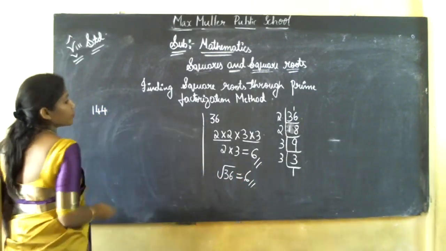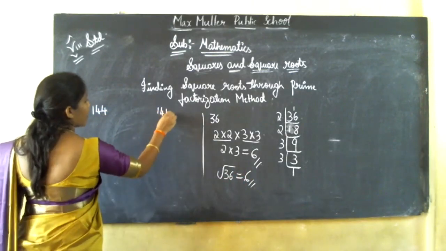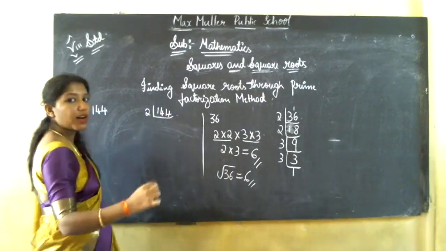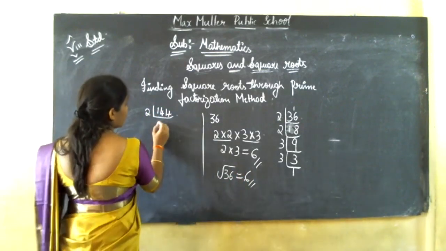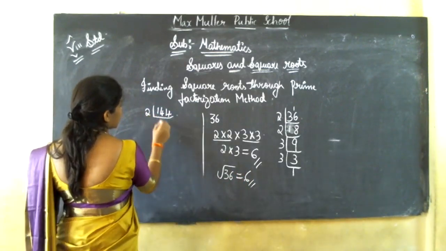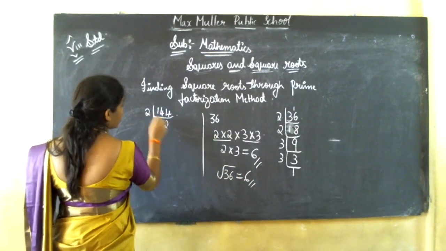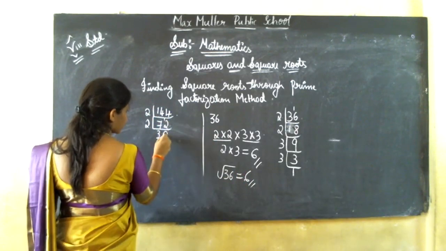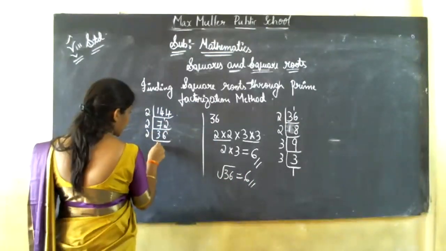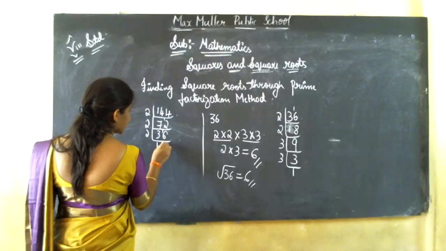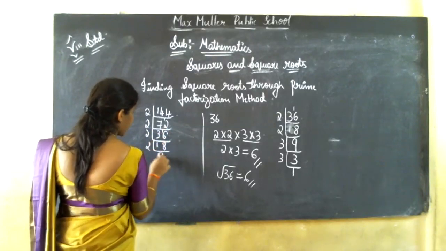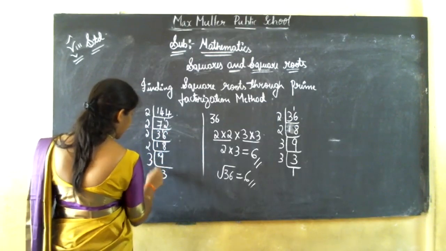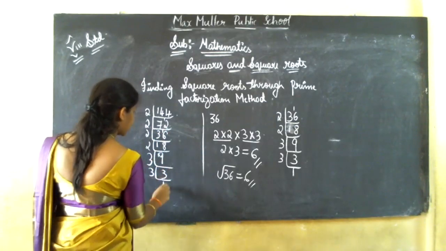144. Now for 144, from the lower number you have to factorize. 2 7s are 14. 2 2s are 4. Again 2. 2 3s are 6, 1 carry. 2 6s are 12. 2 1s are 2, 1 carry. 2 8s are 16. 2 9s are 18. 3 3s are 9. 3 1s are 3.